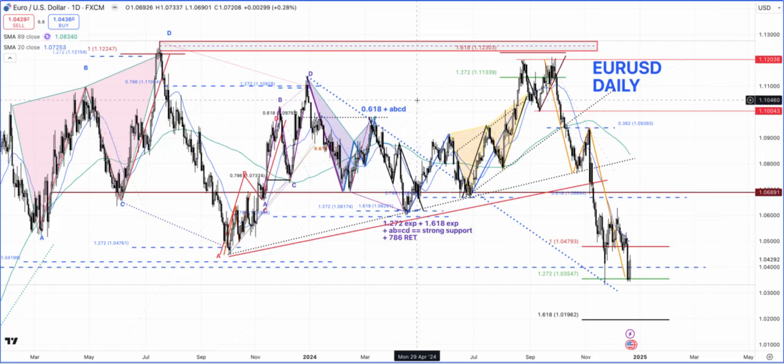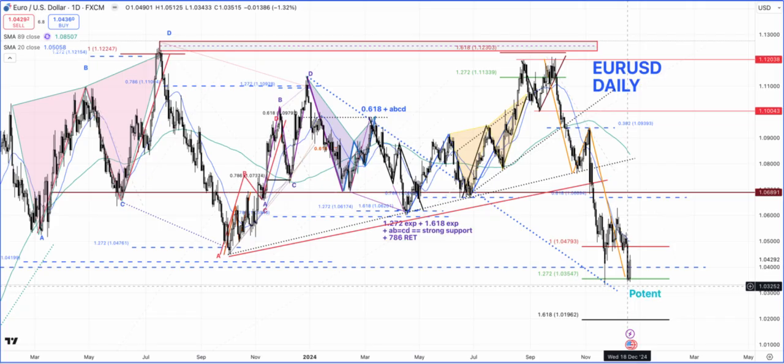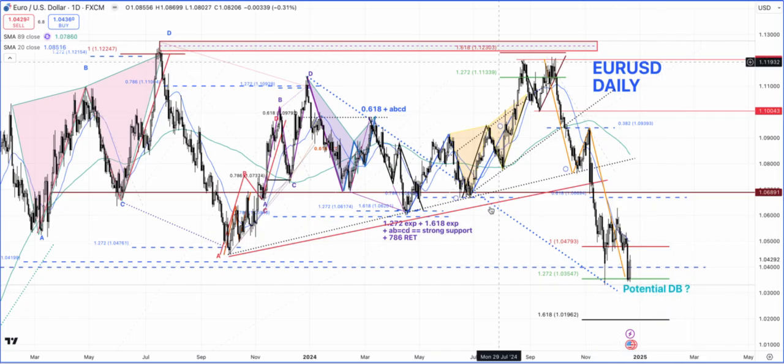Okay, so I'm going to write here with a question mark whether it's a potential double bottom. So we'll see what will happen around here. Keep on watching this very key level in the Euro USD.